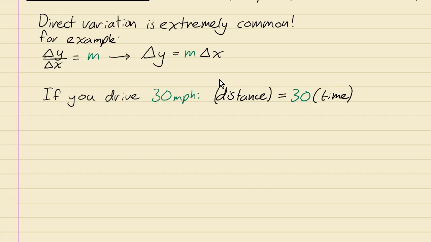Another example, let's say you drive at a constant speed of 30 miles per hour, meaning you don't hit the gas, you don't hit the brakes, you just go that speed. Then the distance that you go, number of miles, is going to be equal to 30 miles per hour times the number of hours that you go at that speed. This is just distance equals rate times time. So you can say that when you drive at a constant speed, your distance varies directly with the time that you drive.